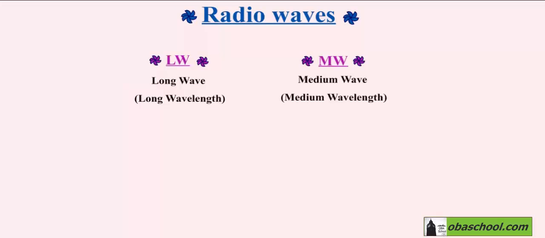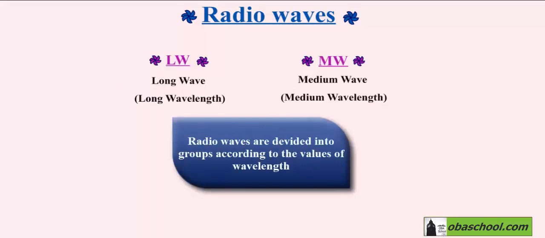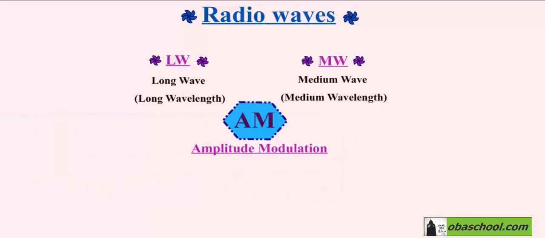What are these? Long wave, LW, have long wavelengths. Medium wave, MW, have medium wavelengths. That's how radio waves are divided according to the values of wavelengths. These two belong to the family of AM, amplitude modulation. You sure have seen AM on your radios.